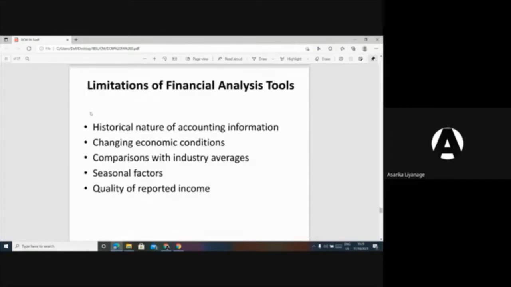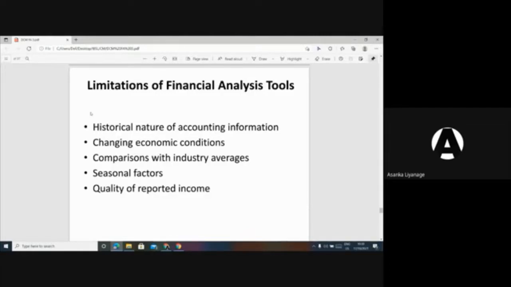Then, ratio analysis itself has some weaknesses. That's why I said at the outset of the session, we cannot solely rely on the ratio analysis results. We have to incorporate other qualitative and quantitative results into the ratio analysis results, and finally conclude a decision. These are some negatives or weaknesses in terms of ratio analysis.